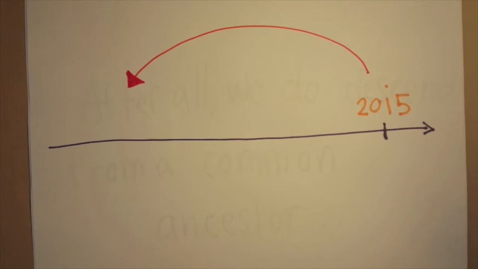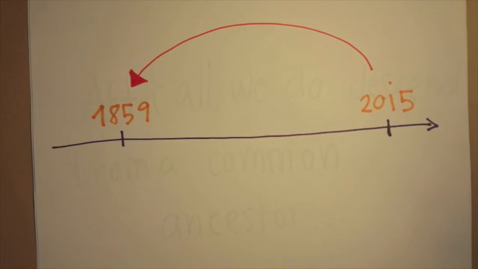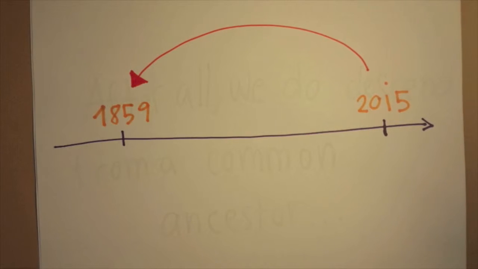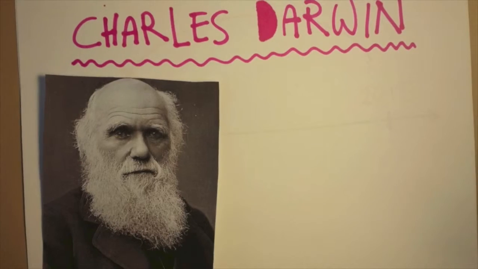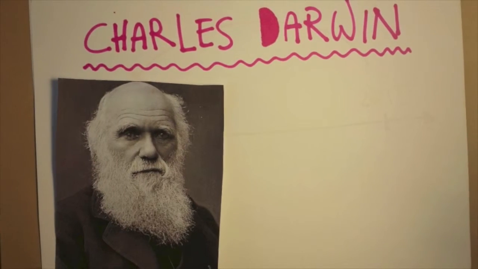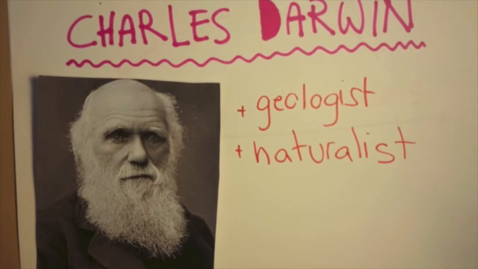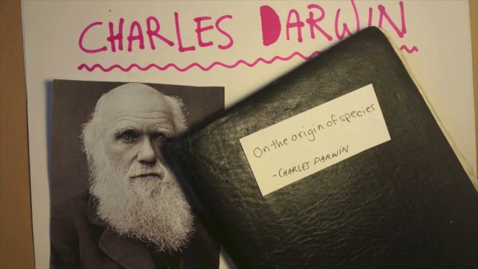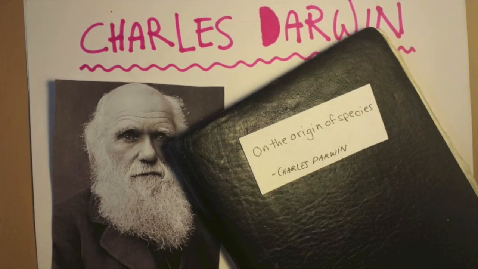This guy, he wrote a book in 1859. This man's name was Charles Darwin. Charles Darwin was a geologist and a naturalist from the 19th century. And as I said before, he wrote a book entitled On the Origin of Species.